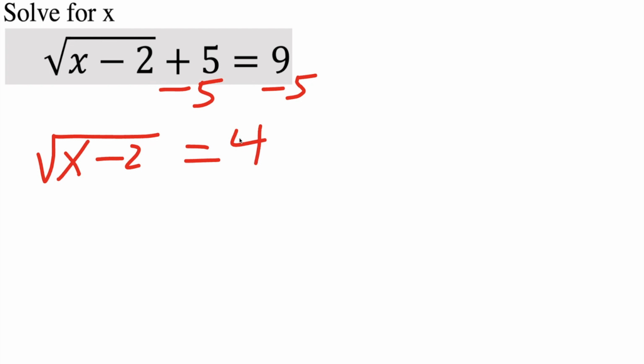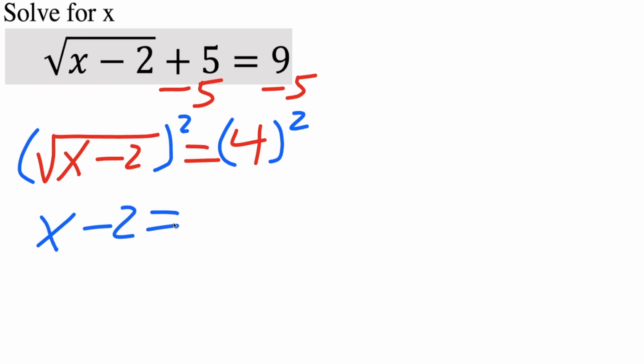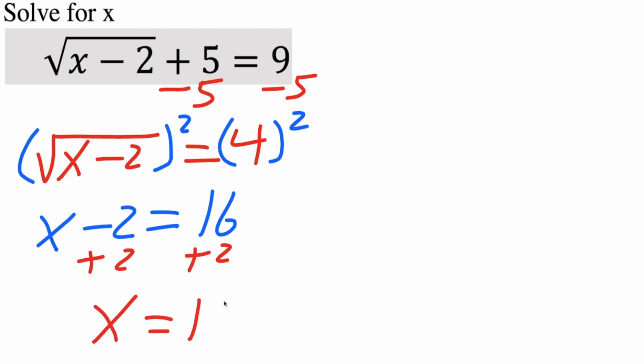We isolated the radical. Now step 2 says square both sides. And so that's exactly what I'm going to do. I'm going to square this side. If you square the left-hand side, you have to square the right-hand side. And by squaring a square root, it cancels, and you just get the inside piece, which is x minus 2 is equal to 4 squared. So 4 squared gives us 16. Now we want to get x by itself, so we need to get rid of the negative 2, so we can add 2 on both sides. And then we get x is equal to 18.